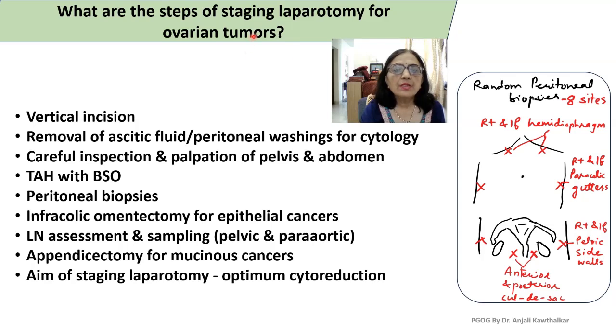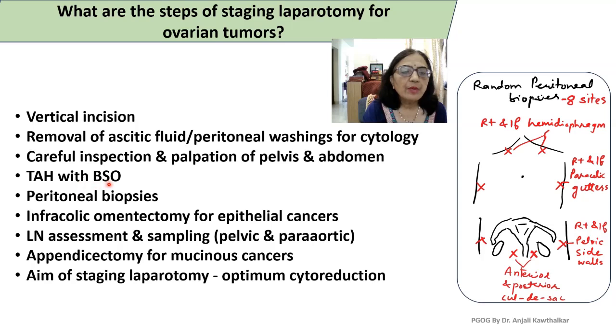This is another commonly asked question. What are the steps of staging laparotomy for ovarian tumors? Whenever we are suspecting malignancy, a vertical incision is to be given. If present, ascitic fluid is removed. If ascitic fluid is not there, multiple peritoneal washings are taken and sent for cytology. Careful inspection and palpation of the complete pelvis and abdomen is to be done in a clockwise manner.